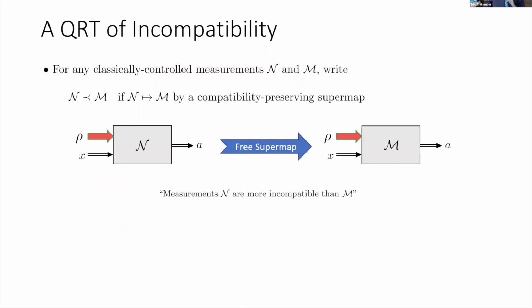And so then let's say the following. Let's kind of go full circle here. So I want to say if I have some measurement device, if I can convert it to another measurement device using these operations that we just outlined, we'll say that N is majorized by M, to use this terminology we saw in the beginning, and we can interpret this as saying that N is more compatible than M.